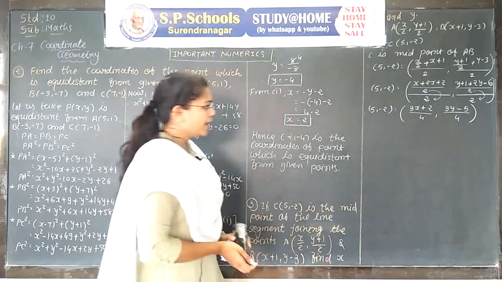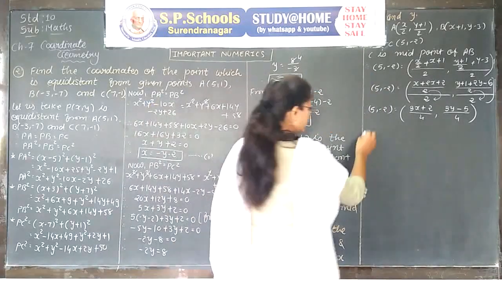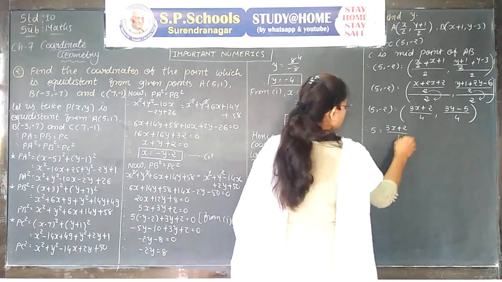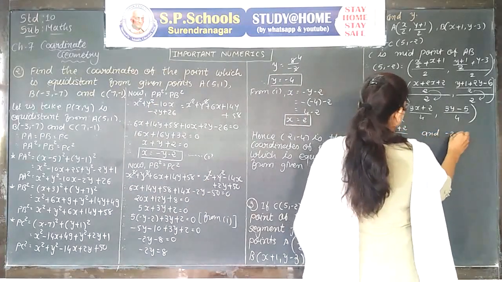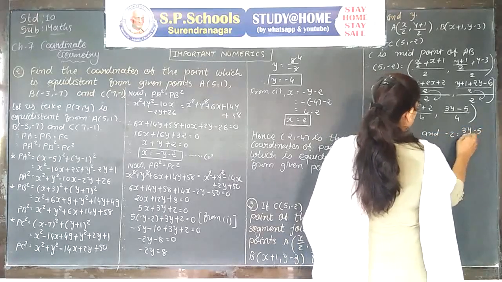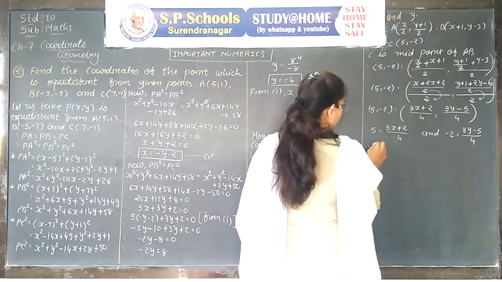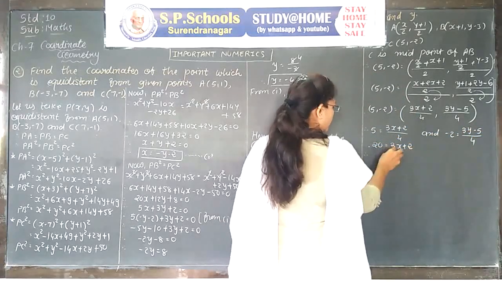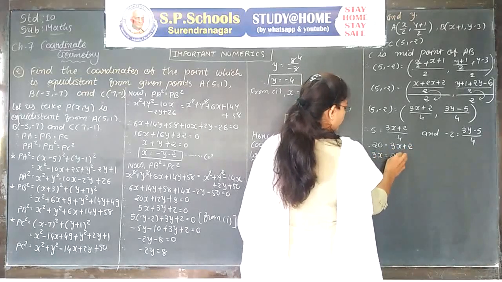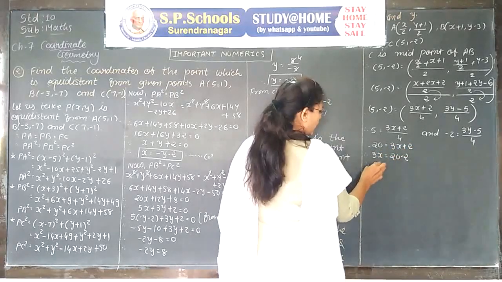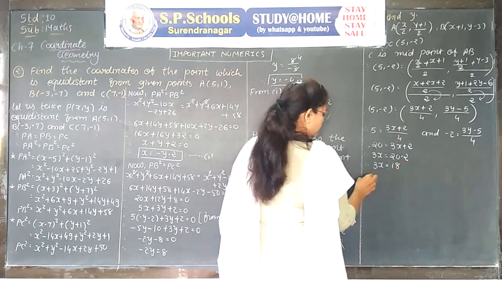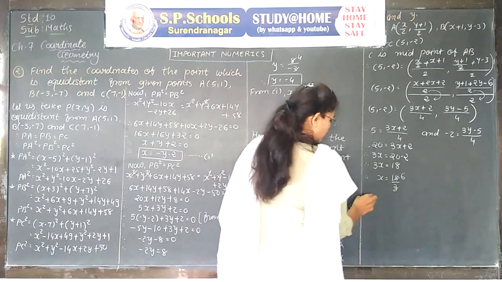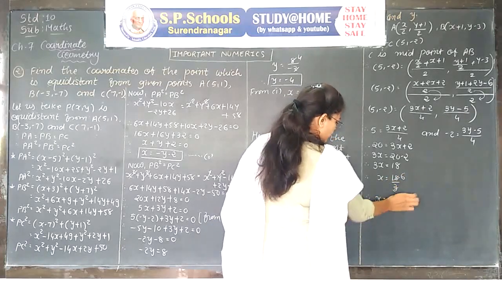Now we compare x coordinate with x coordinate and y coordinate with y coordinate. 5 is equal to 3x plus 2 upon 4, and minus 2 is equal to 3y minus 5 upon 4. 5 fours are 20, equal to 3x plus 2. By making 3x the subject, we get 20 minus 2, which is 18. That's why x is equal to 18 upon 3. 3 sixes are 18. x is equal to 6.